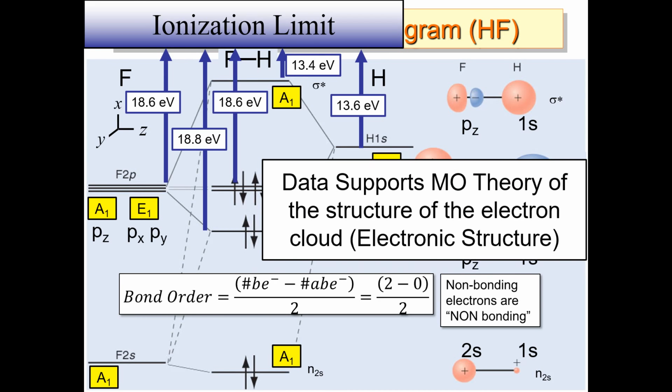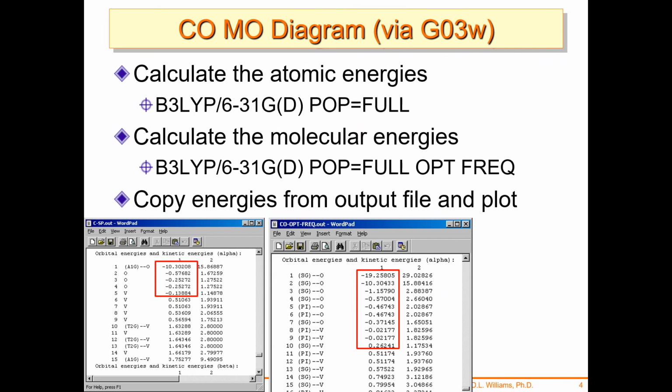And so the data from the UVPS supports the molecular orbital theory of the structure of the electron cloud. Remember, this is what we're talking about, the shapes, that's the structure of the electron cloud. Now let's get into a little more interesting one.